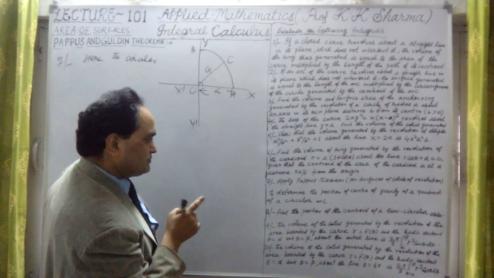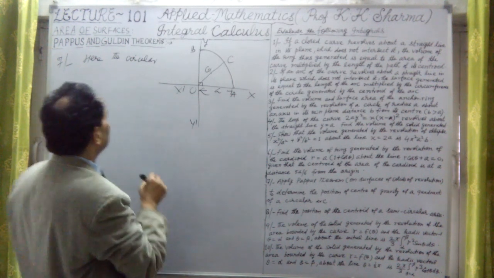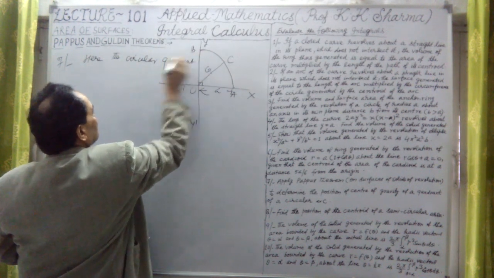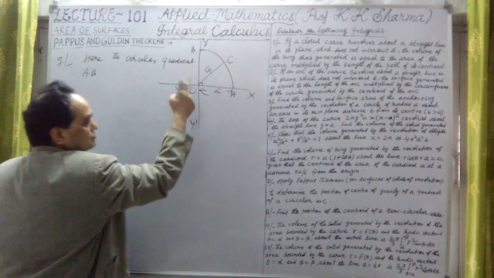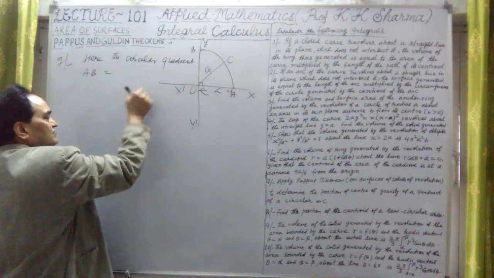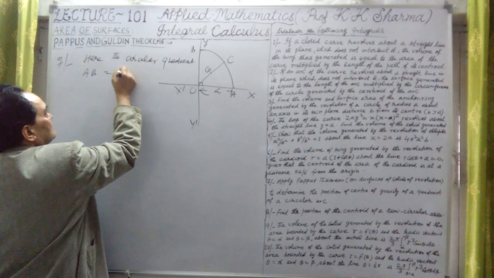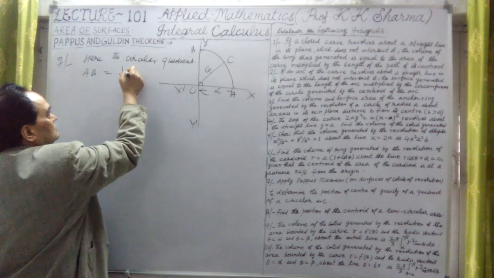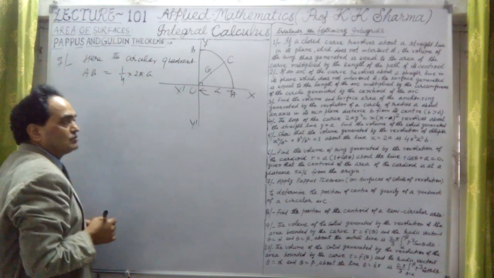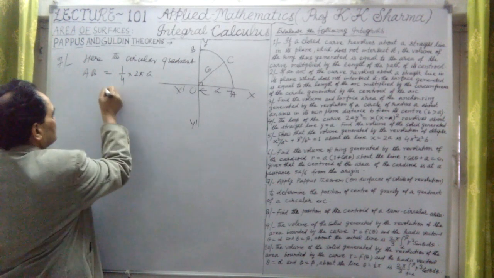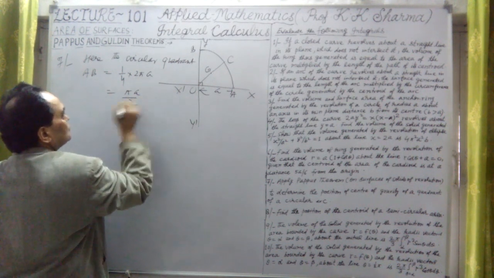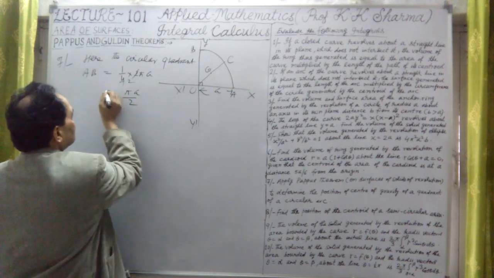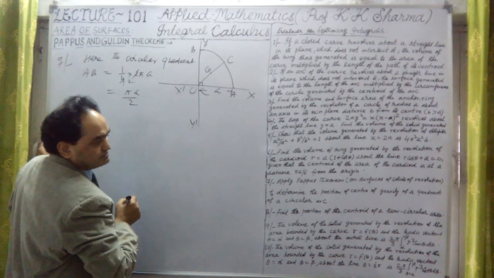Okay, to determine the position of the center of gravity of a quadrant of a circular arc, a circular quadrant AB. Now what is the length of this? We know the circumference of a circle of radius a is 2 pi a. This is the fourth part of the whole circle, so the length of the arc AB is 1/4 into 2 pi a, which is pi a upon 2.